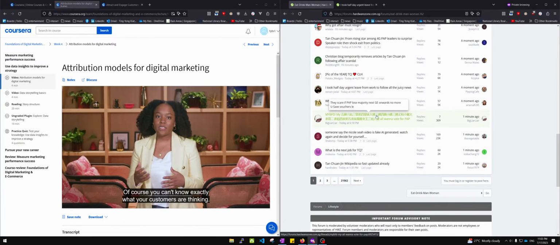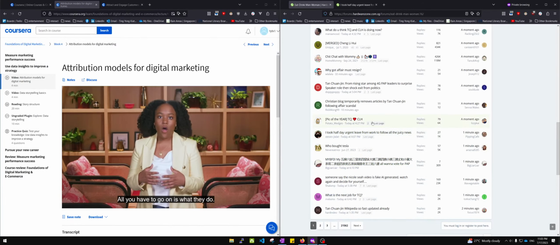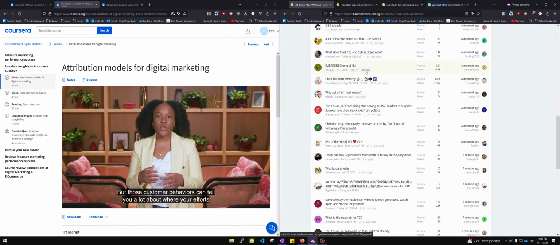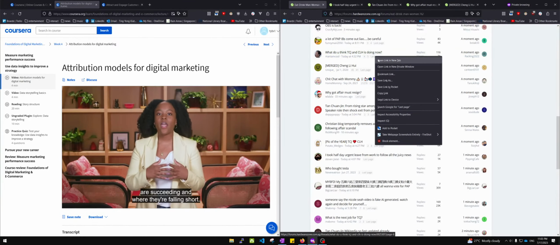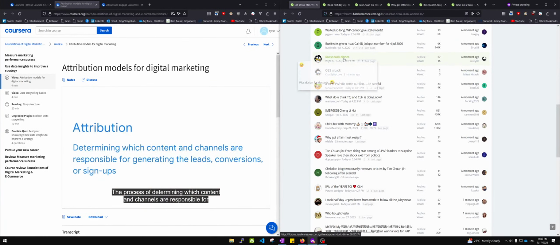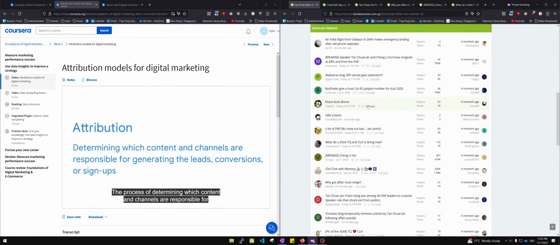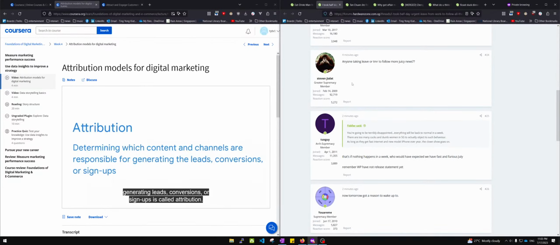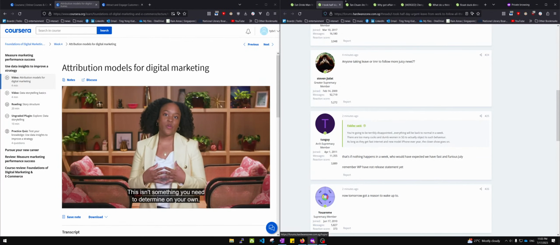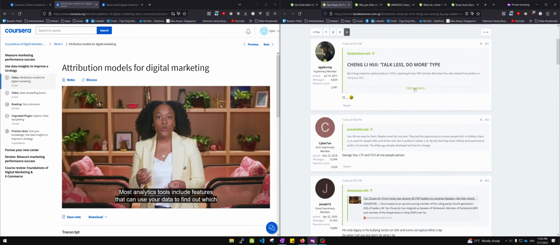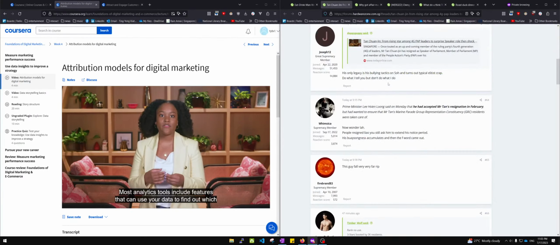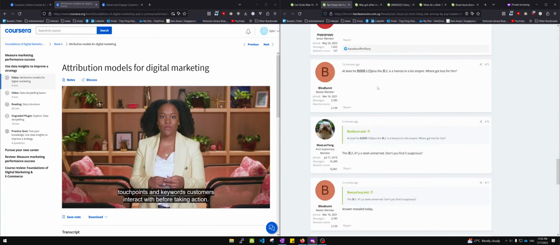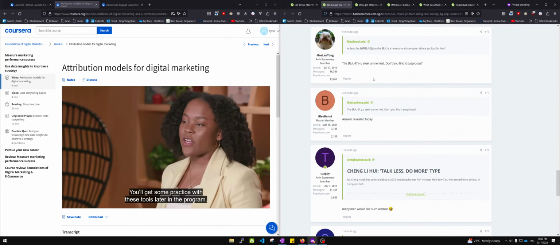Of course, you can't know exactly what your customers are thinking. All you have to go on is what they do. But those customer behaviors can tell you a lot about where your efforts are succeeding and where they're falling short. The process of determining which content and channels are responsible for generating leads, conversions, or signups is called attribution. This isn't something you need to determine on your own. Most analytics tools include features that can use your data to find out which touch points and keywords customers interact with before taking action. You'll get some practice with these tools later in the program.